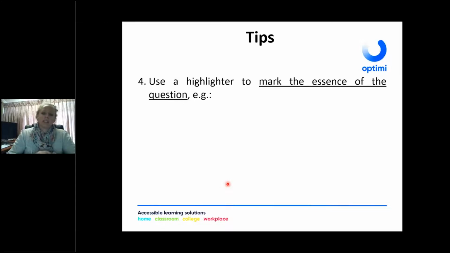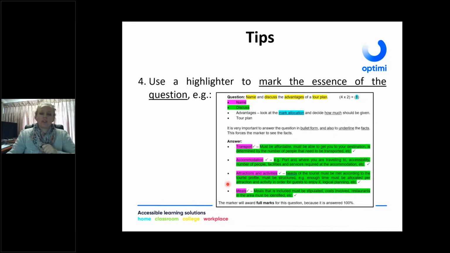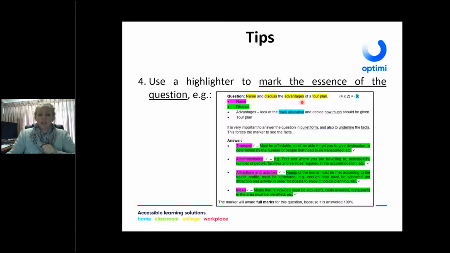Okay, the next tip is to take a highlighter. Take a highlighter and mark the essence of the question that they are asking. Say, for instance, you get a question like, name and discuss the advantages of a tour plan. So highlight what they are actually asking you. They're asking you to first of all name and then to discuss whatever you have named of the advantages of a tour plan. And you will see here that it counts towards 8 marks for this specific question.